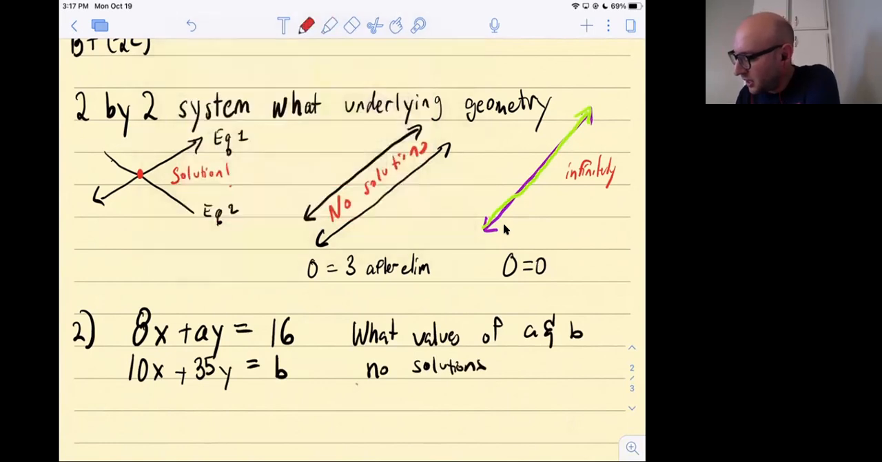Okay, quickly, if it has no solutions, what shape are we looking for? Are they going to be intersecting one time, parallel, or exactly the same line?